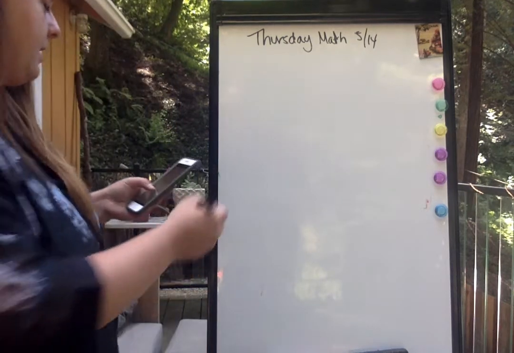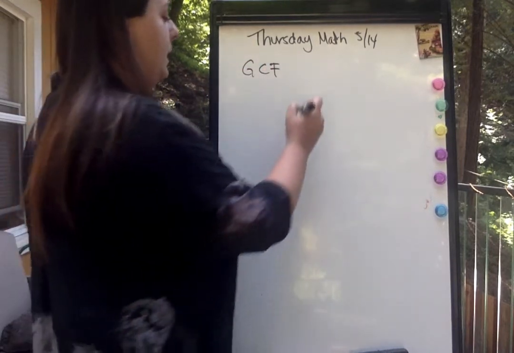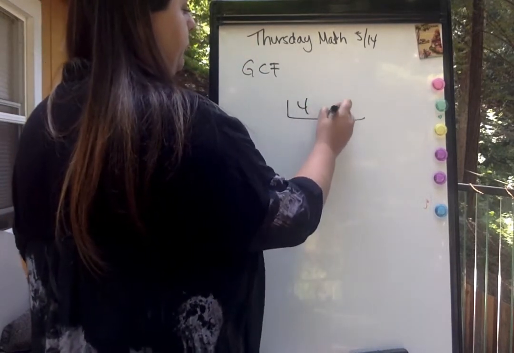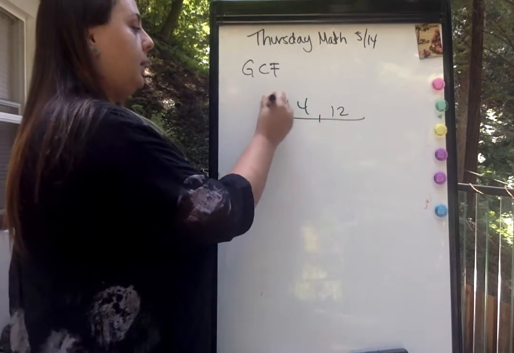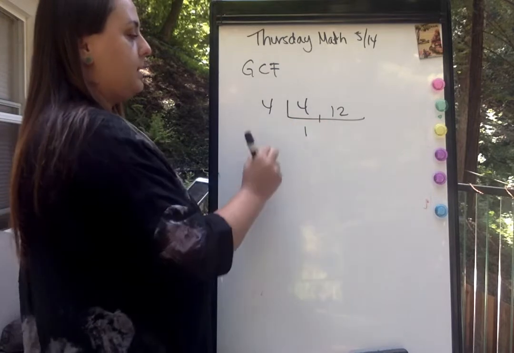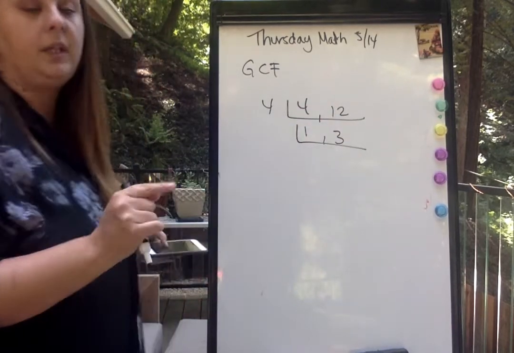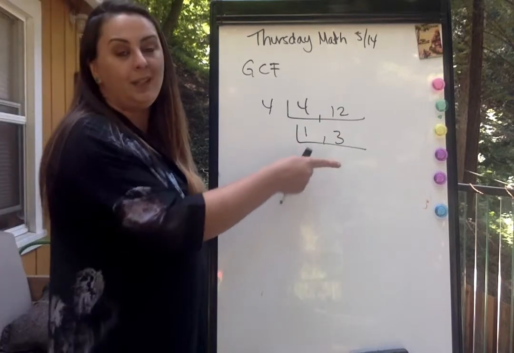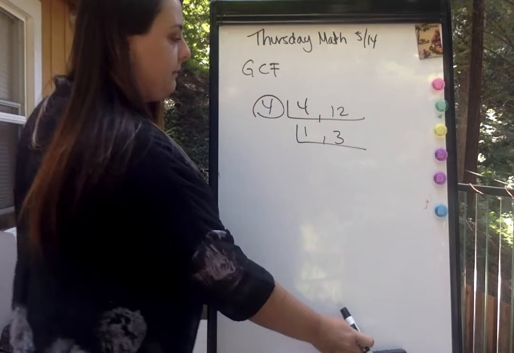We're going to start right off with the greatest common factor. You guys should be pros at this by now. Greatest common factor of 4 and 12. Well, I know that 4 goes into 4 one time and 4 goes into 12 3 times. Is there any other factor we can put into a 1 and a 3? No. So your greatest common factor is 4.